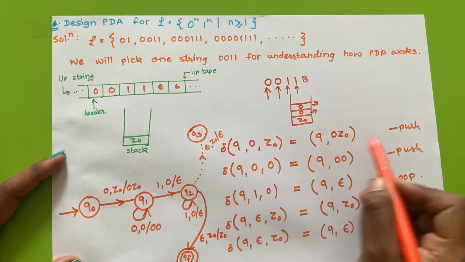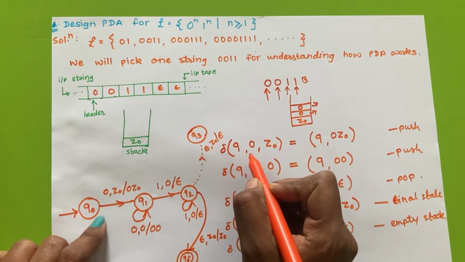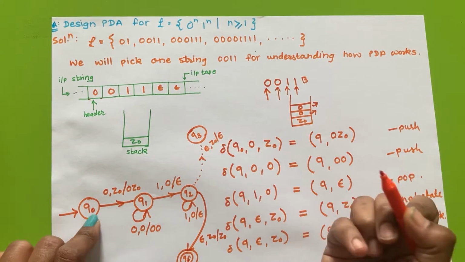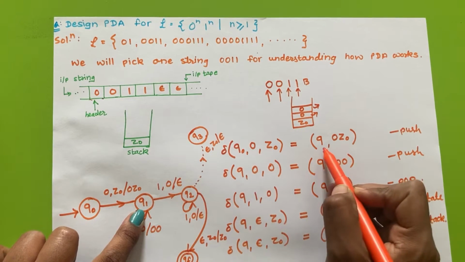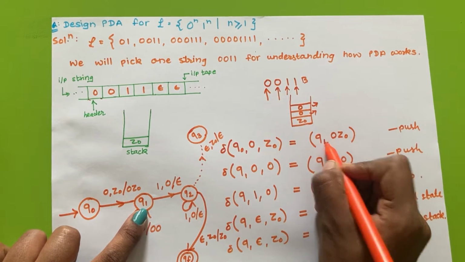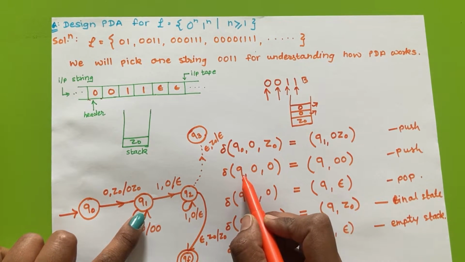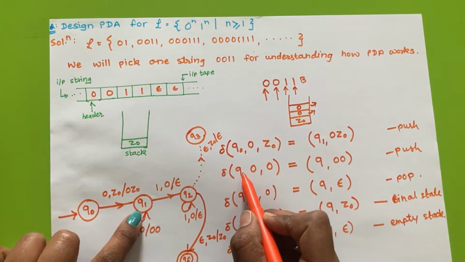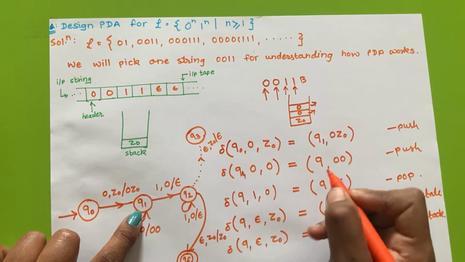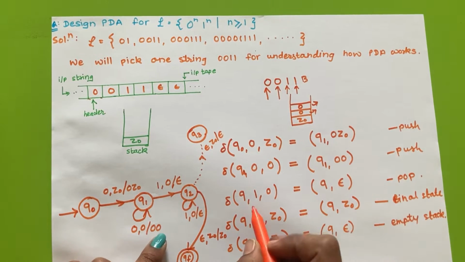So here we will update accordingly. So first transition will be Q0, 0, 0, so output state will be Q1.